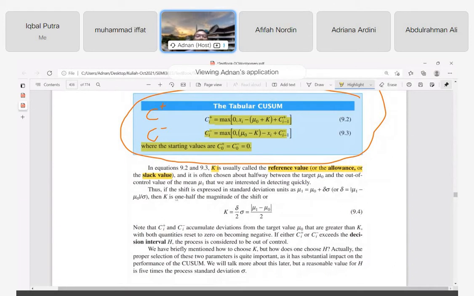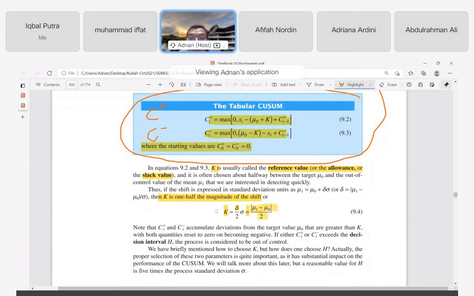Normally, K can be half of the magnitude of the shift that you are interested to detect. For example, if you are interested to detect a shift of 1 sigma, the K value will be half of that. In this case, the mean of the shifted process minus the mean of the original, divided by 2. So it depends on what you are interested to detect.